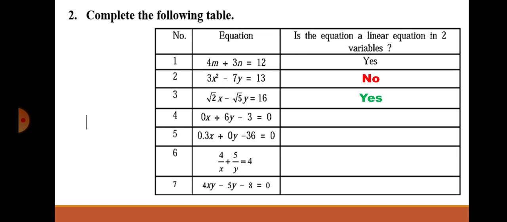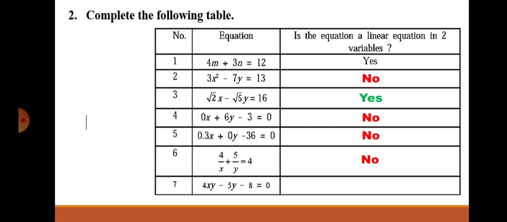In the fourth one, you will see the value of a is 0. As the value of a is 0, it cannot be a linear equation in two variables. Similarly, in the fifth one, the value of b is 0. So again, it is not a linear equation in two variables. It is with a single variable. In the sixth one, you will see the variable is in the denominator. As the variable is in the denominator, the index power of the variable is minus 1. So it should be exactly 1. For that reason, it is not a linear equation.